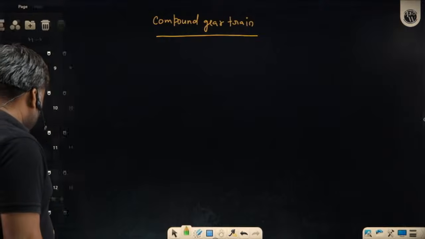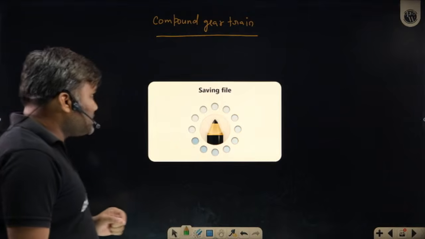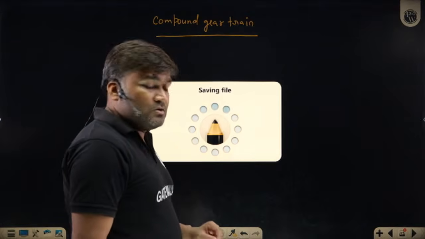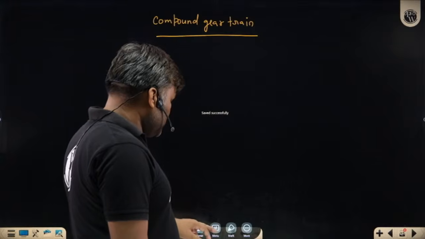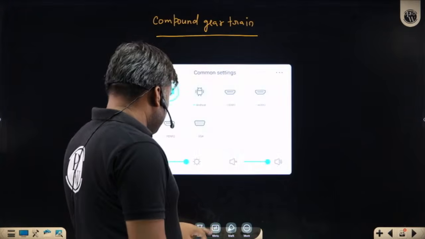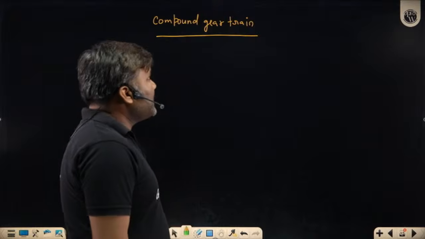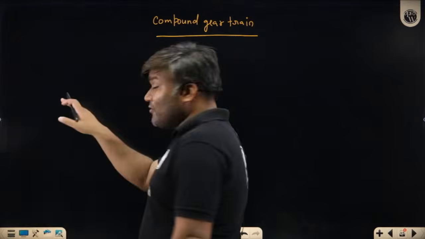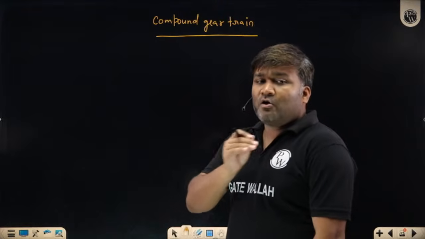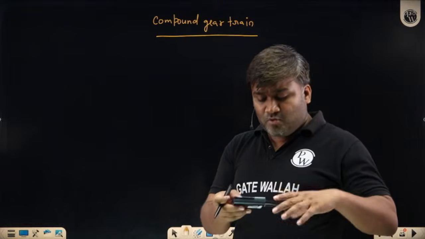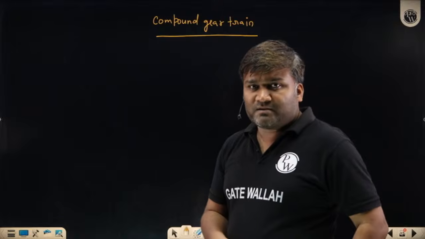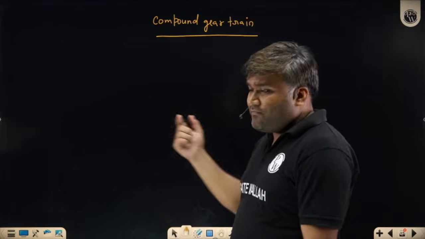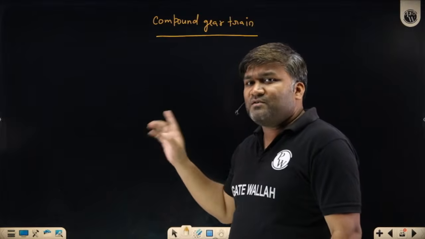Now, coming to the compound gear train. How does it look? Careful. Sir, what is the meaning of compound gear train? In the gear trains we studied earlier, all the intermediate shafts were having only one gear, one active gear. Input shaft, output shaft, intermediate, each shaft was having one gear.